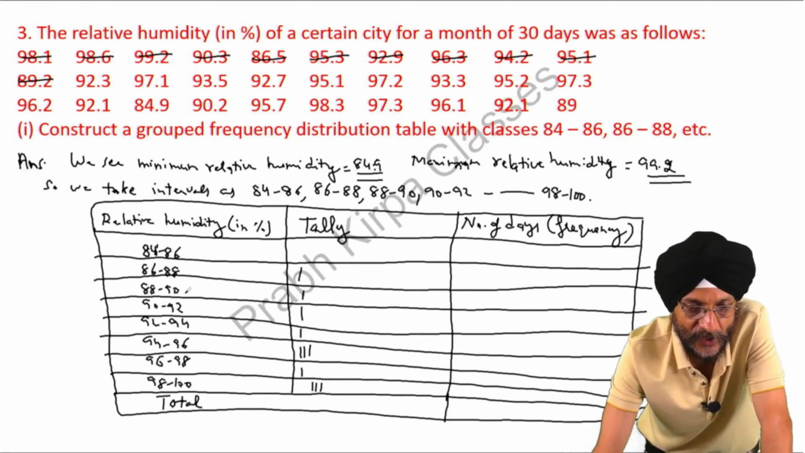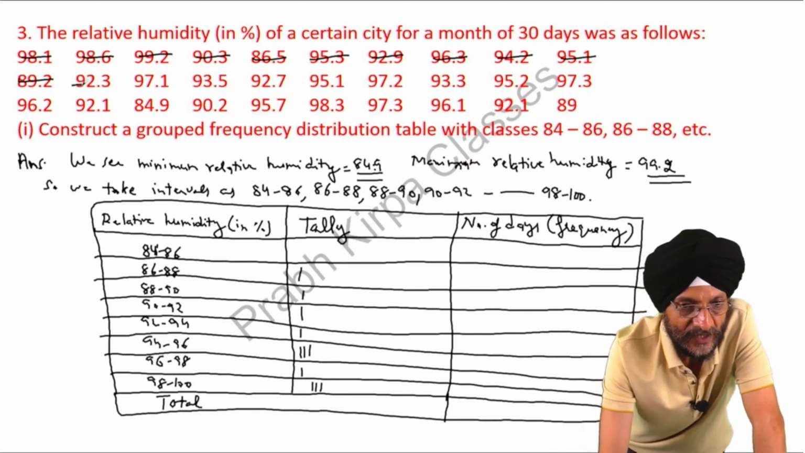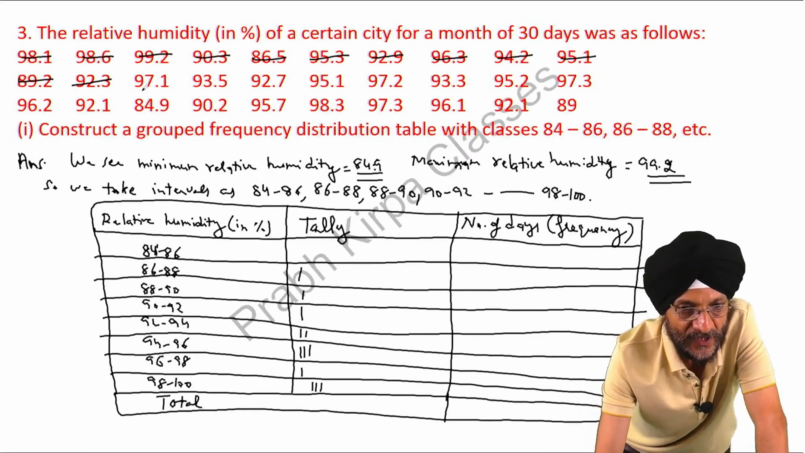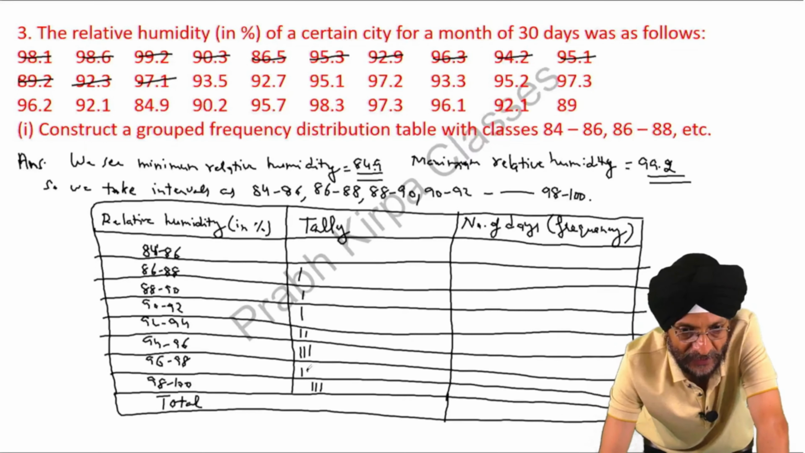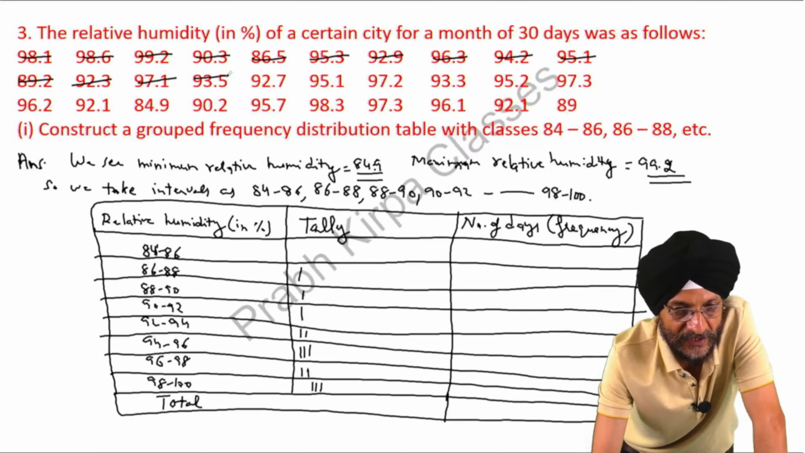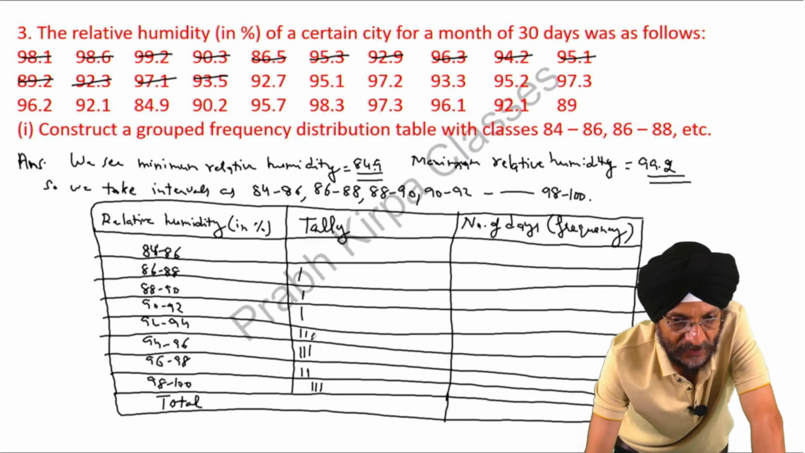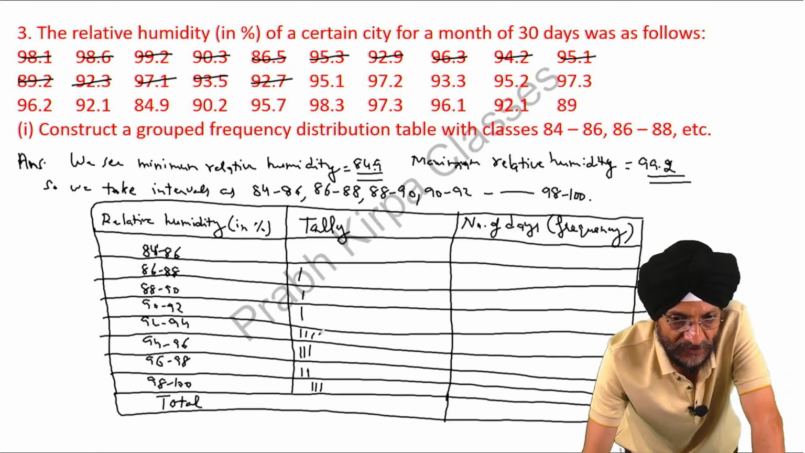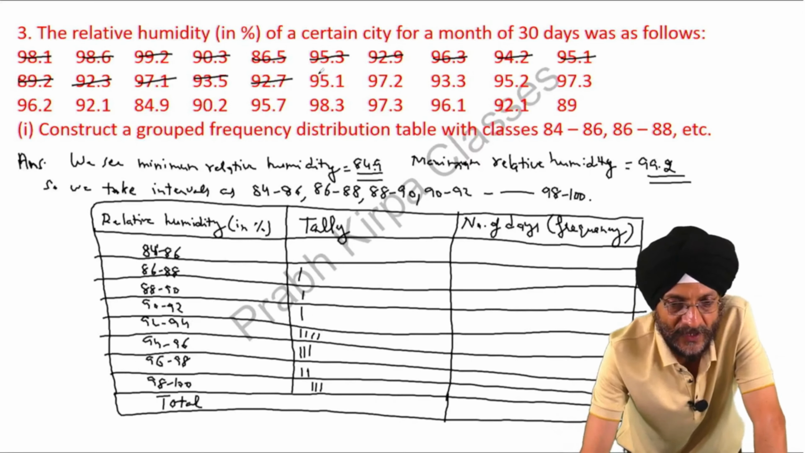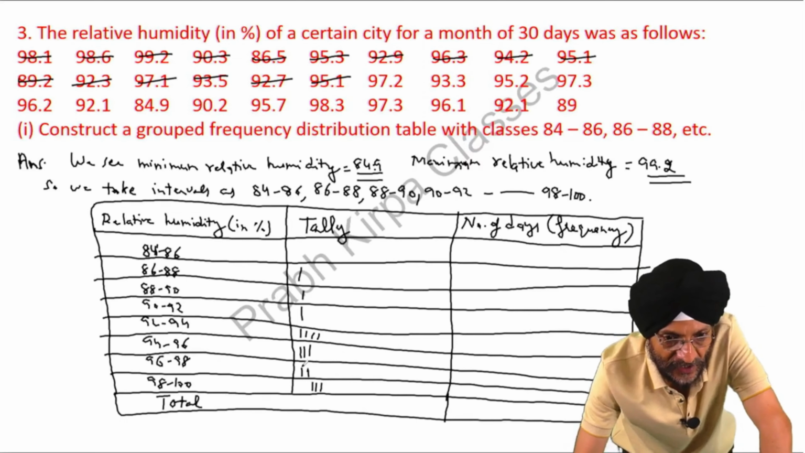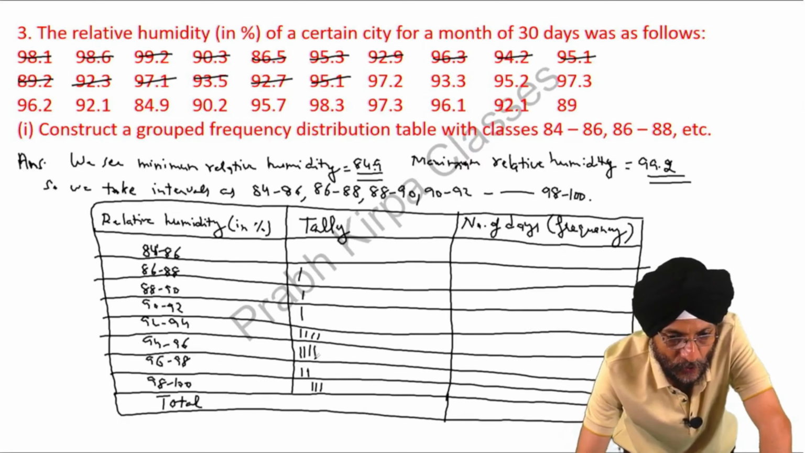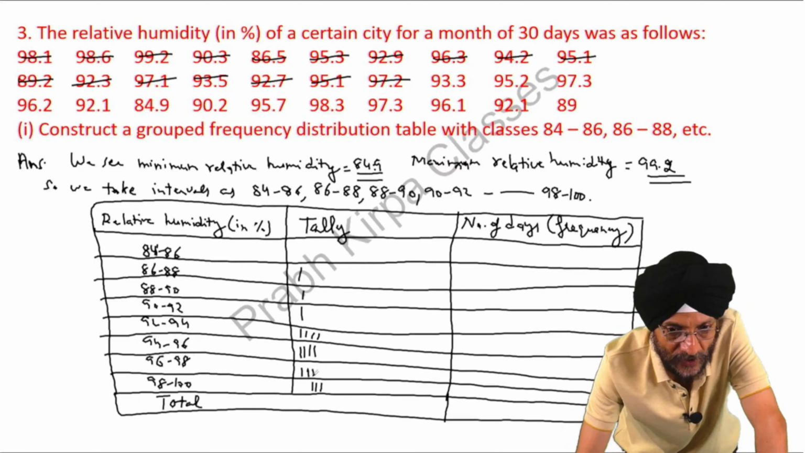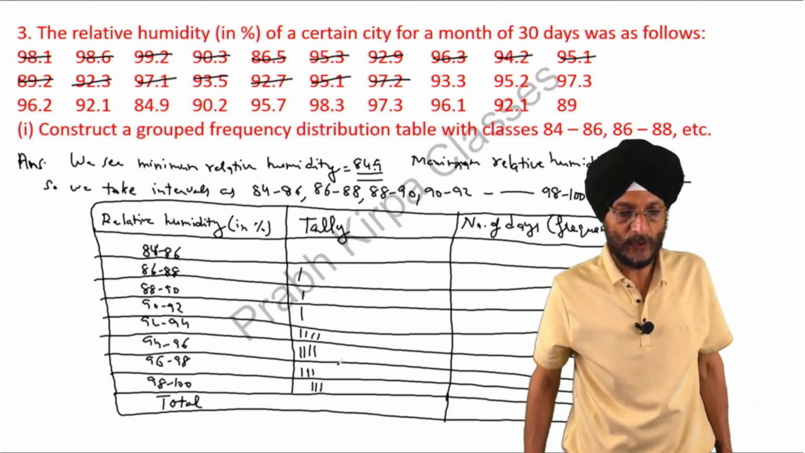89.2 will fall in 88 to 90. 92.3 will fall between 92 to 94. 97.1 will fall in 96 to 98. 93.5 will fall in 92 to 94. 92.7 will fall in 92 to 94. 95.1 will fall in 94 to 96. 97.2 will fall in the class range of 96 to 98.